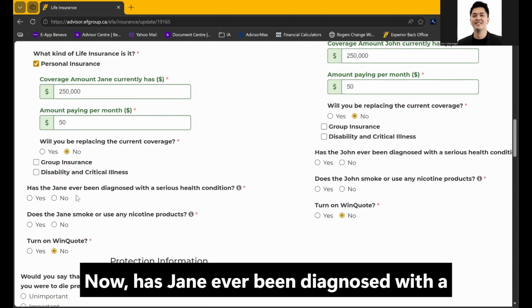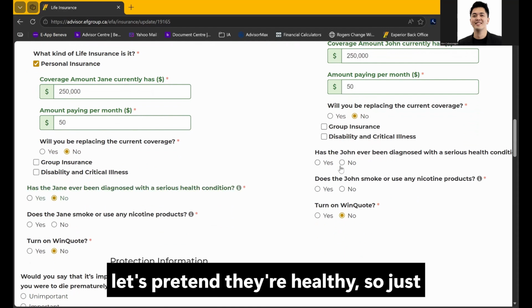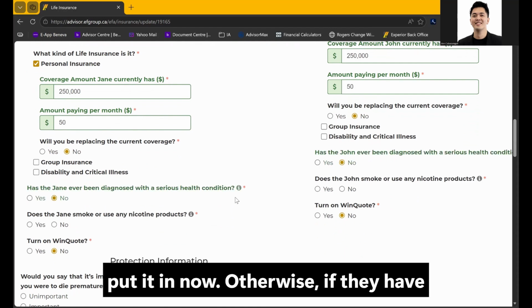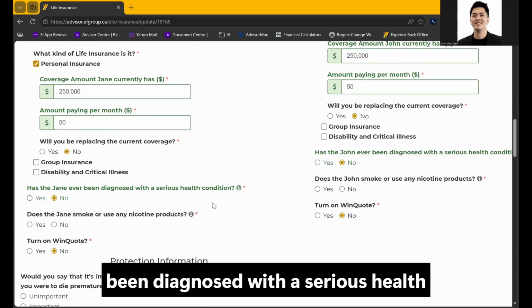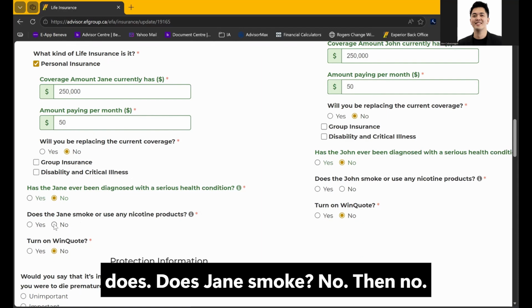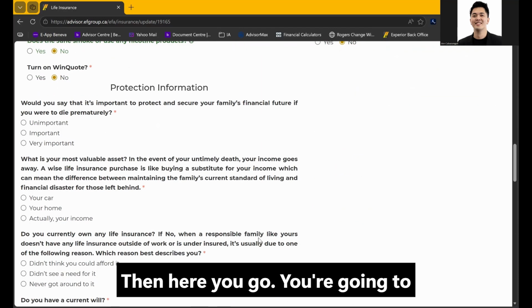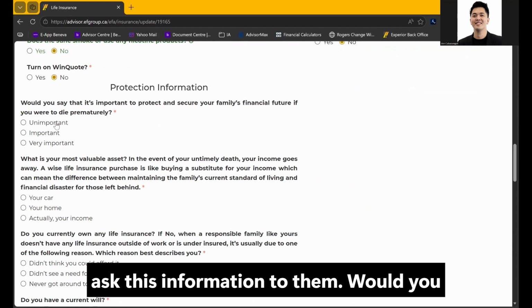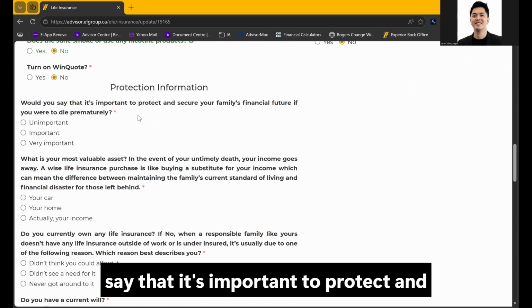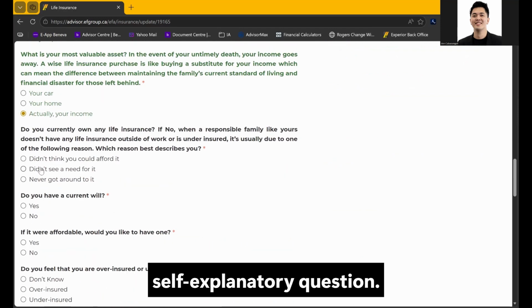Now, has Jane ever been diagnosed with a serious health condition? In this case, let's pretend they're healthy. So you just put it no. Otherwise, if they have been diagnosed with a serious health condition, then you hit yes. Does Jane smoke? No. Then no. Then here you go. You're going to ask this information to them. Would you say that it's important to protect and secure your family's future? It's a self-explanatory question.